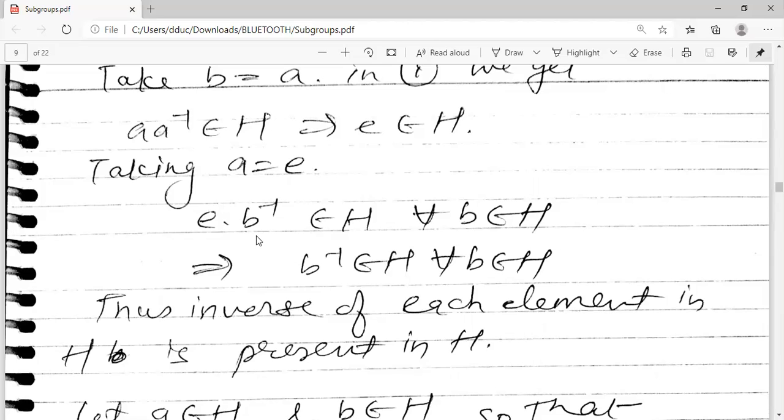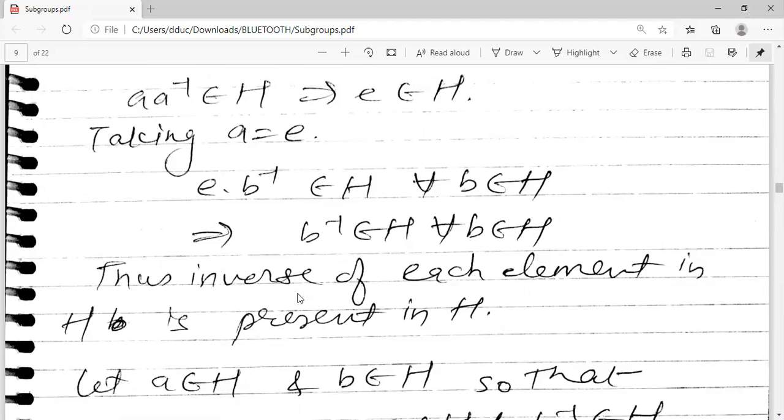So what did you prove? You proved that B inverse belongs to H for every B belongs to H. That means every element of H has its inverse in H. So this condition is also proved.